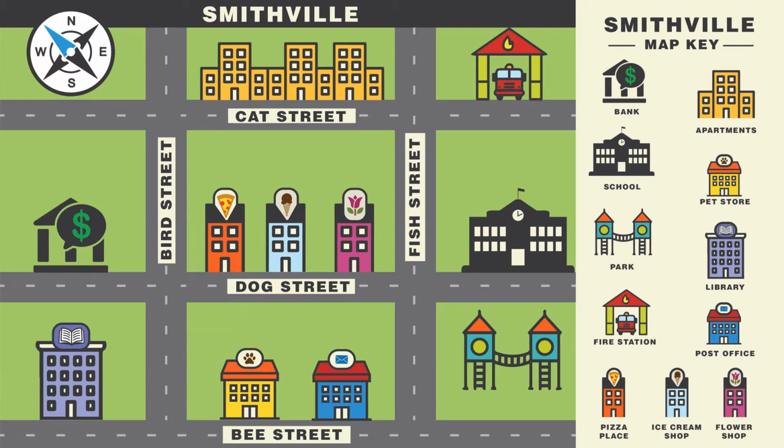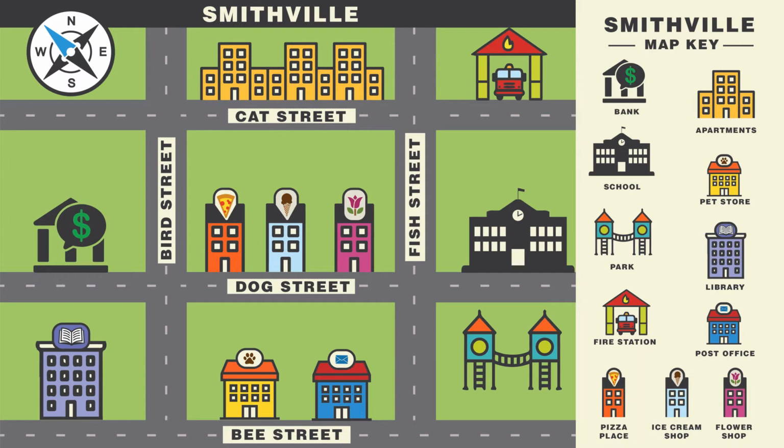Let's pretend Susan is at her apartment and wants to go to the park. How would she get there? She would need to drive east on Cat Street and south on Fish Street, and the park is on the east side of the street. If Susan wanted to go to the library to get some books after the park, what would she do? She would need to turn west on B Street, and the library would be on the north side of the street.